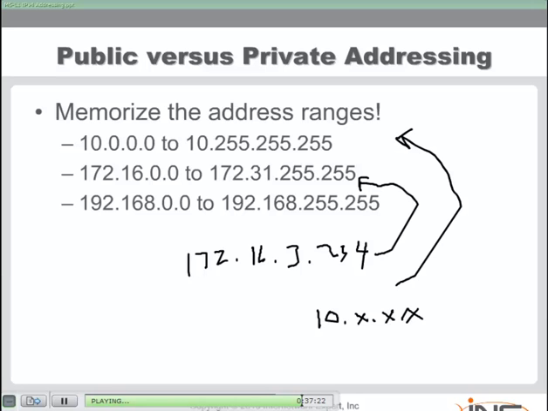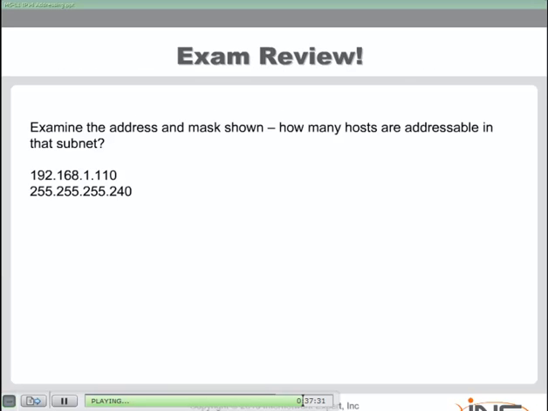Well, let's try a practice exam question to wrap up this section of the course. Examine the address and mask shown below. How many hosts are addressable in that subnet? So, how many hosts can we have in this particular subnet? Notice the address is 192.168.1.110. The mask is 255.255.255.240. How many hosts are addressable in this subnet?